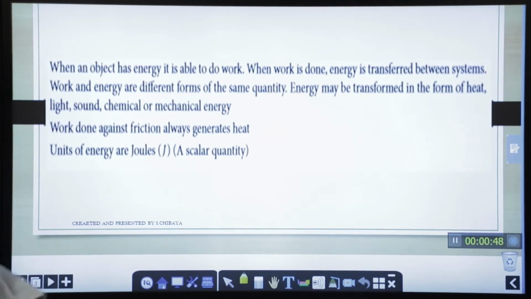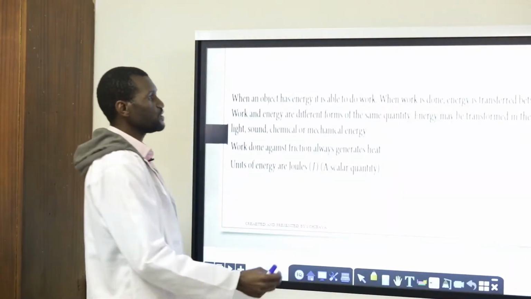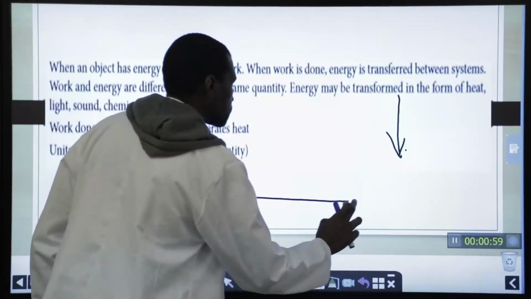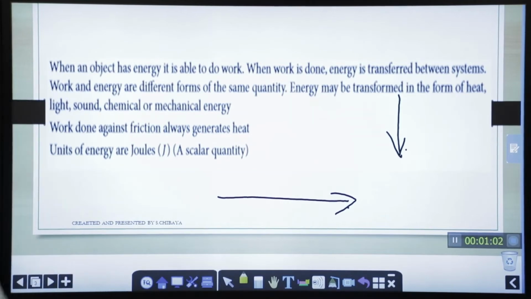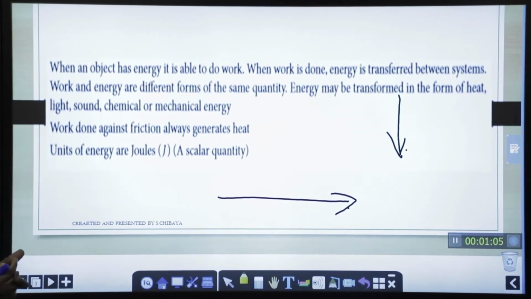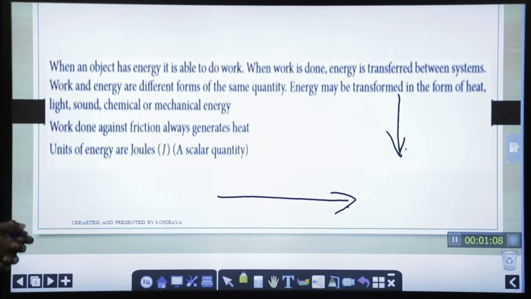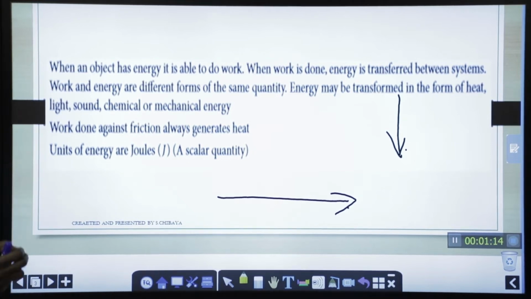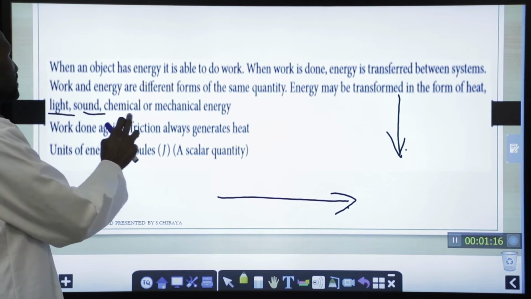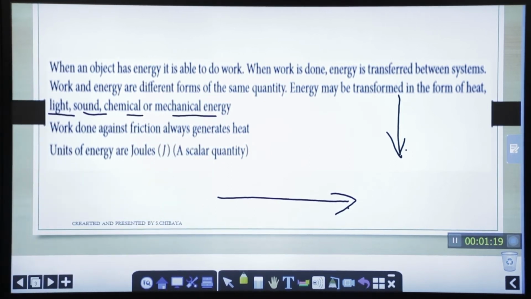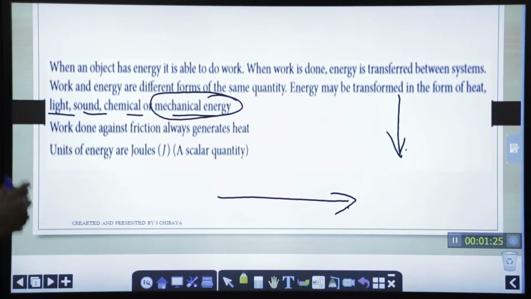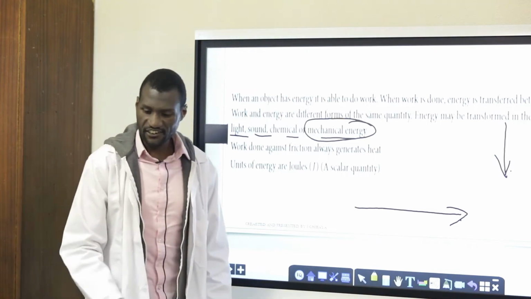When an object has energy, it is able to do some work. In other words, if it has potential energy, it's able to fall, right? If it has got kinetic energy, it's able to move, right? When work is done, energy is transferred between systems. Work and energy are different forms of the same quantity. Energy may be transferred in the form of heat, sound, chemical, mechanical energy. We'll talk more about mechanical energy a little bit later on. Work done against friction often generates heat.